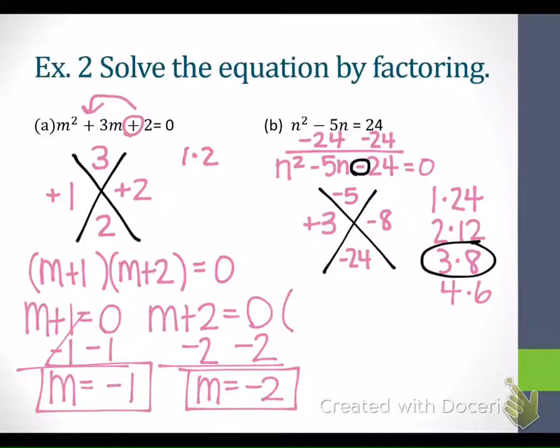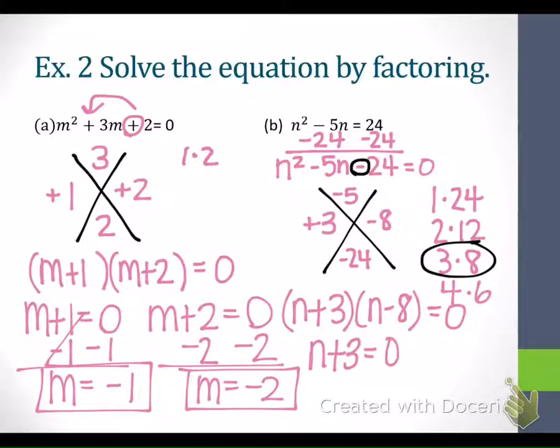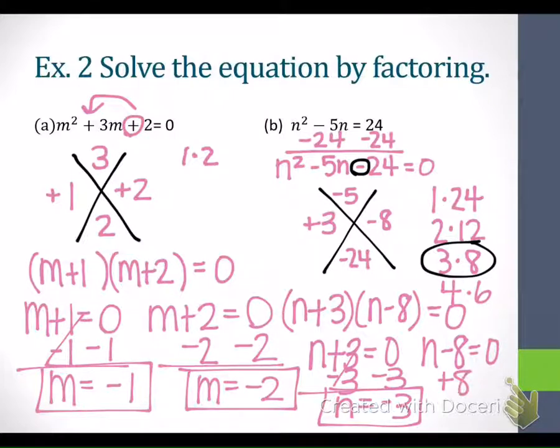So when I write the binomials, I get n plus 3 times n minus 8 equals 0. And then how do I finish this problem? n plus 3 equals 0, n minus 8 equals 0. How do I solve for the first n? So n equals -3, and how do I solve for the second n? Add 8, so n equals 8, and that is lesson 7.5.